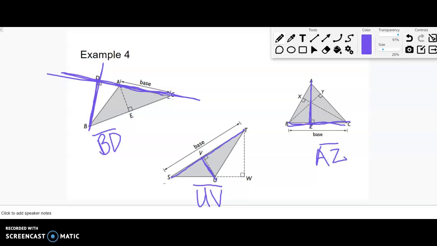I would recommend on your Kami assignment tracing the base so you can really clearly see which one they're talking about, so you can see which one forms that right angle. And as always, let me know if you're struggling and if you need help. Being able to really understand this will help us when it comes to finding the area. Good luck.